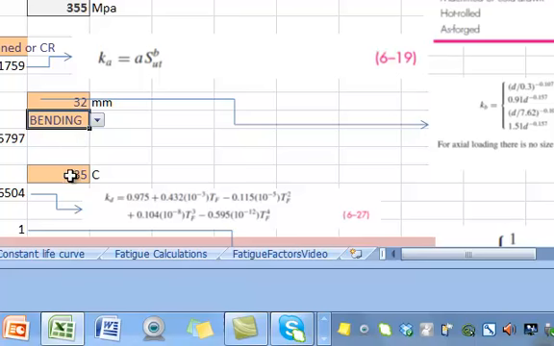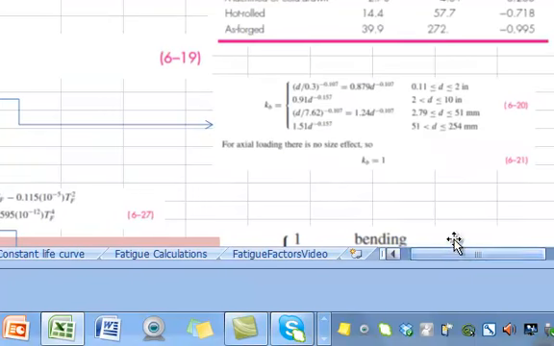Temperature is room temperature. So I'm going to put 25 degrees centigrade. And it will turn out to be slightly more than 1. In this case, it's 1.009. Okay, this is K temperature. By the way, the surface modification effect is equation 6.19. The size effect formula is given in equations 6.20 and 6.21.